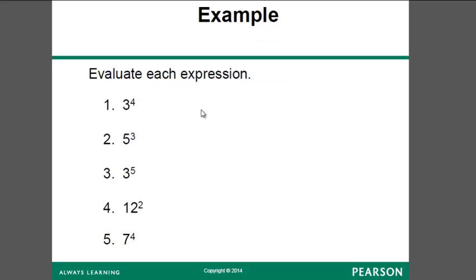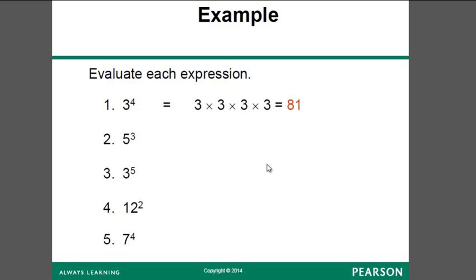Evaluate each of these expressions. 3 to the 4th, 5 to the 3rd, 3 to the 5th, 12 to the 2nd, and 7 to the 4th. First, let's look at 3 to the 4th. What this means is I want to take 3 and multiply it out 4 times. So, 3 times 3 would be 9. 9 times 3 would be 27. 27 times 3 would give me 81.